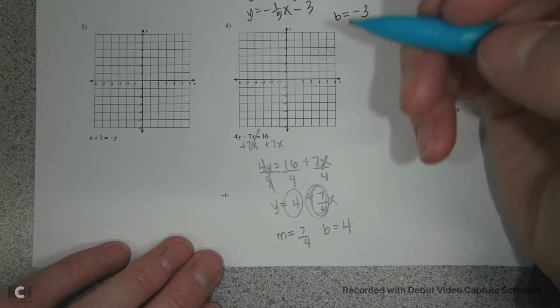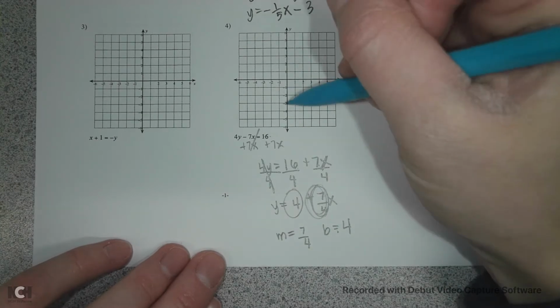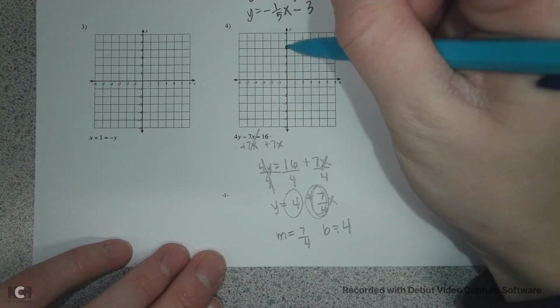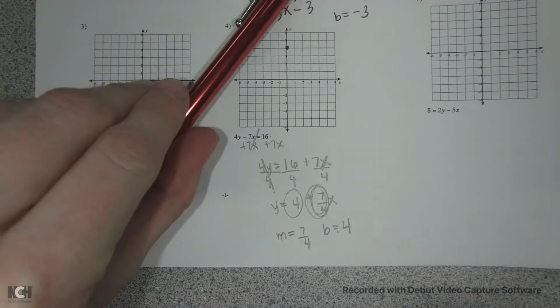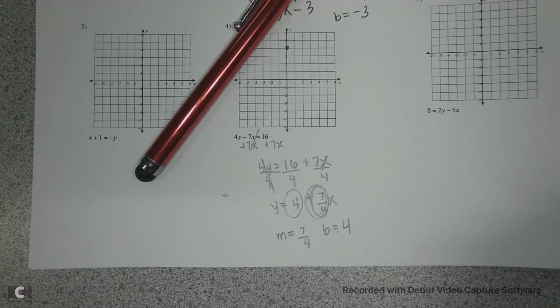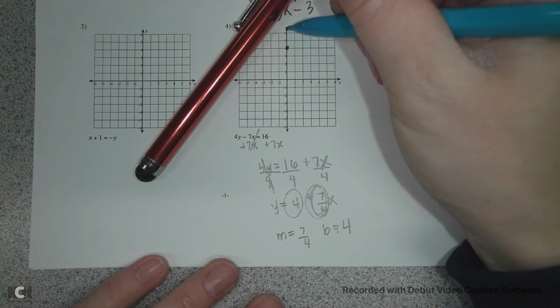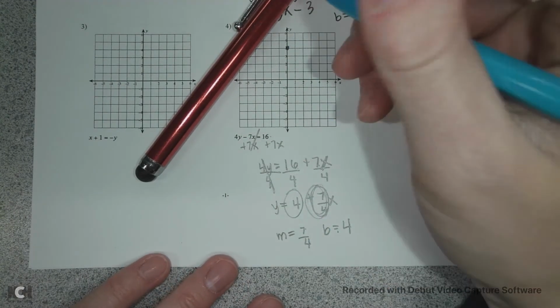Okay, then on our graph, we always begin with our b value on the y-axis, so we're going to go up to positive 4. My slope is positive, so think about what it's going to look like before you graph it. So it should look like this. This is a positive slope. I cannot go up 7. Remember, it's rise over run. So I'm going to go down.